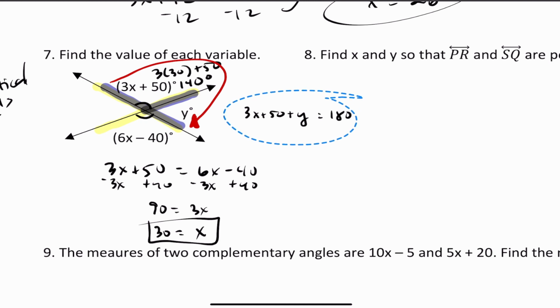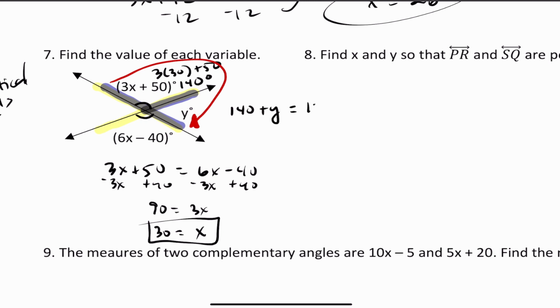So then, wait, what am I doing? No, don't do that. Sorry. I meant to say 140, not 3x plus 50. 140 plus y is equal to 180 degrees. Subtract. So y is equal to 40 degrees. And you got it. I found what x is equal to. I found what y is equal to.